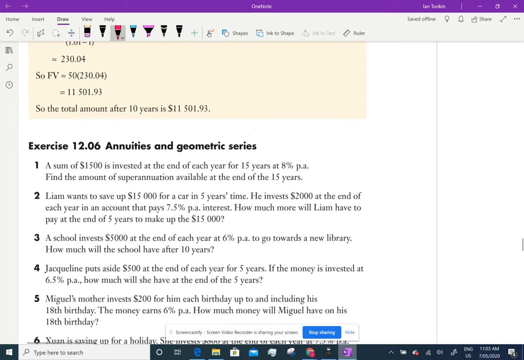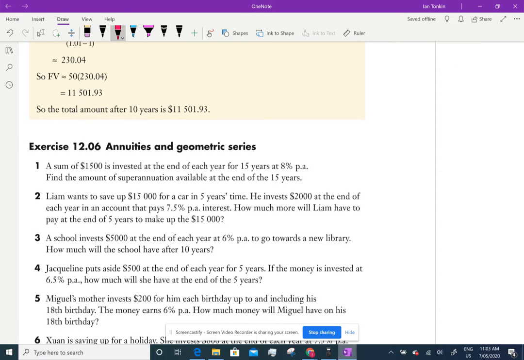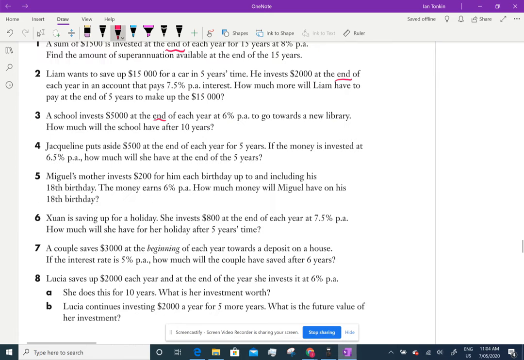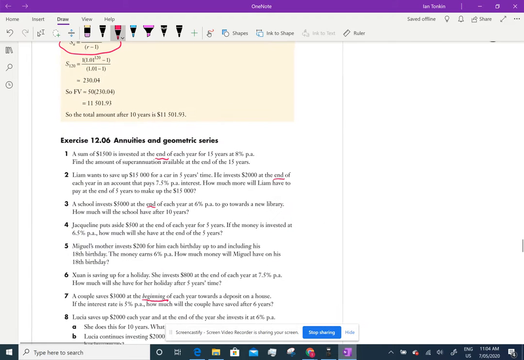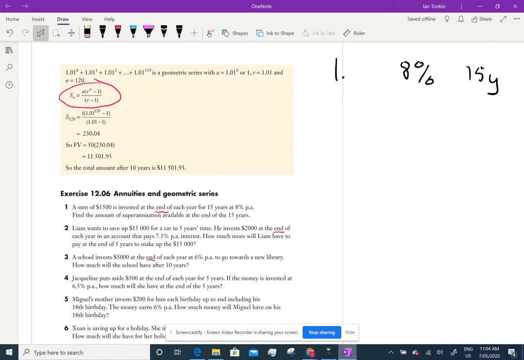The first thing you need to be wary about is when the money in this annuity is being invested. So here it's at the end of the year, here it's at the end of the year, here it's at the end of the year. In most of the questions, it's going to be at the end of the year. Sometimes, however, they can put it at the beginning of the year, which can cause some issues, but not if you're smart, as you all are, I'm sure.